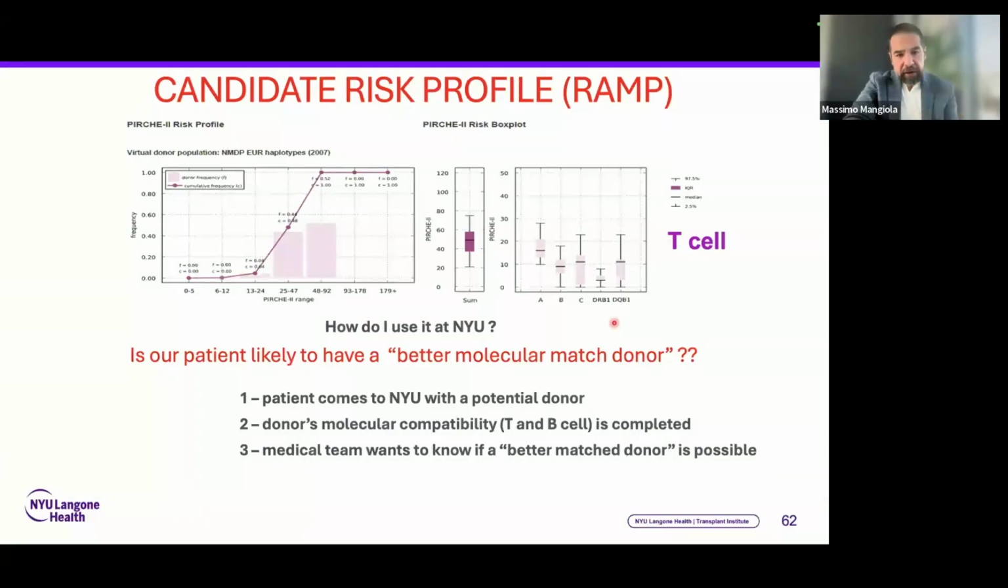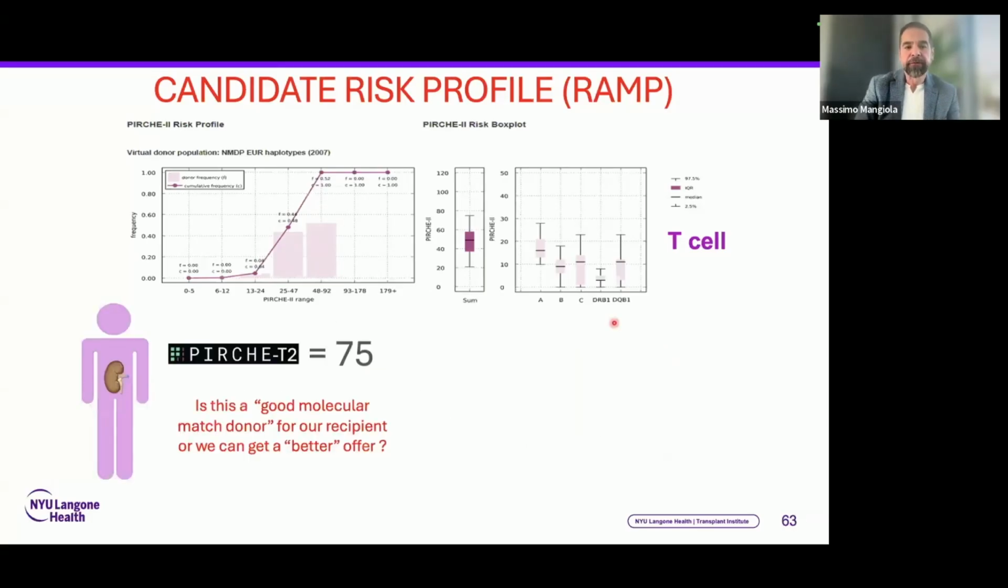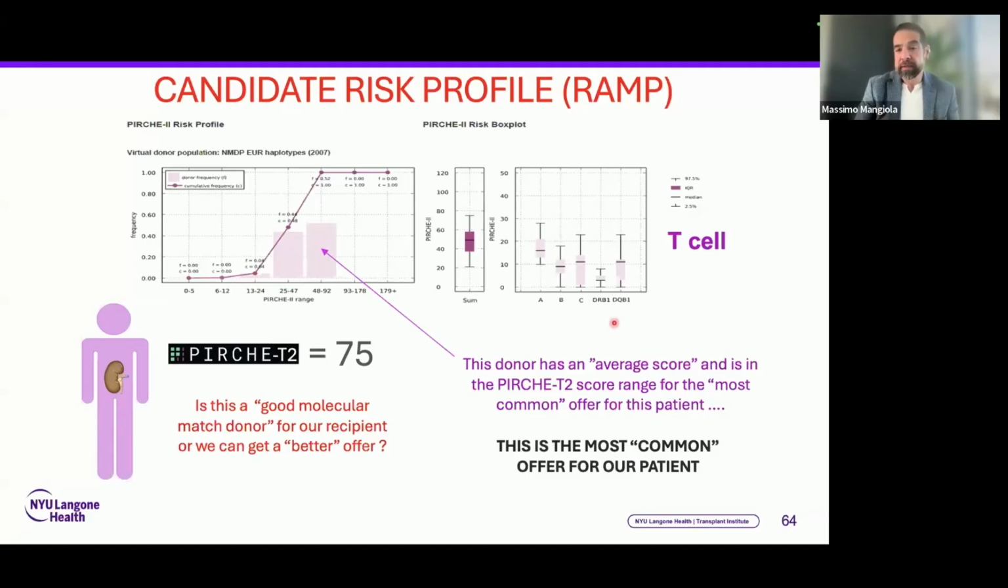This is very useful for you to answer that type of question, which, as you know, you cannot answer based on HLA alleles and their frequency, because there is no link between alleles and molecular differences, so you cannot use that anymore. But this still gives you the opportunity of answering the question. For example, if the donor that I did molecular mismatch for before has a PIRCHE-T2 score of 75, and I have to answer the question of whether or not there is something better, I can say by looking at this graph that this donor is just the most common offer that this patient is most likely to get, right?